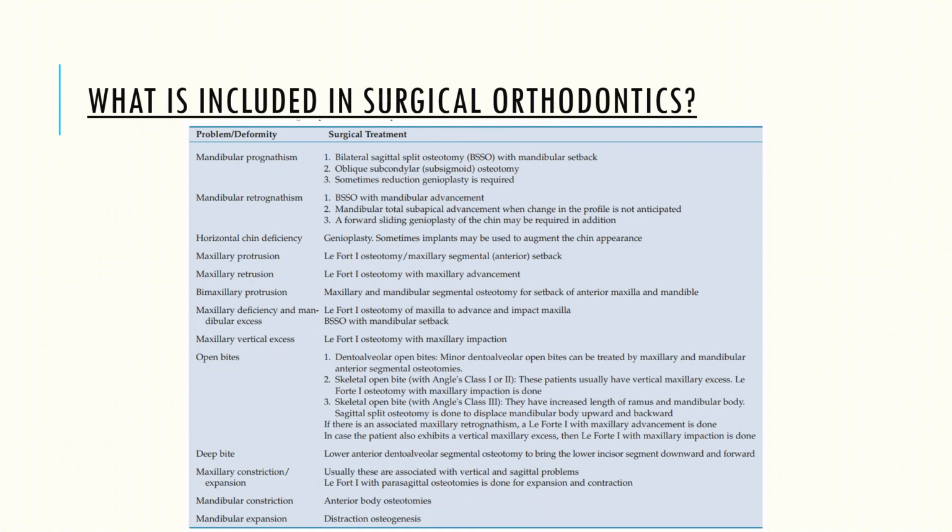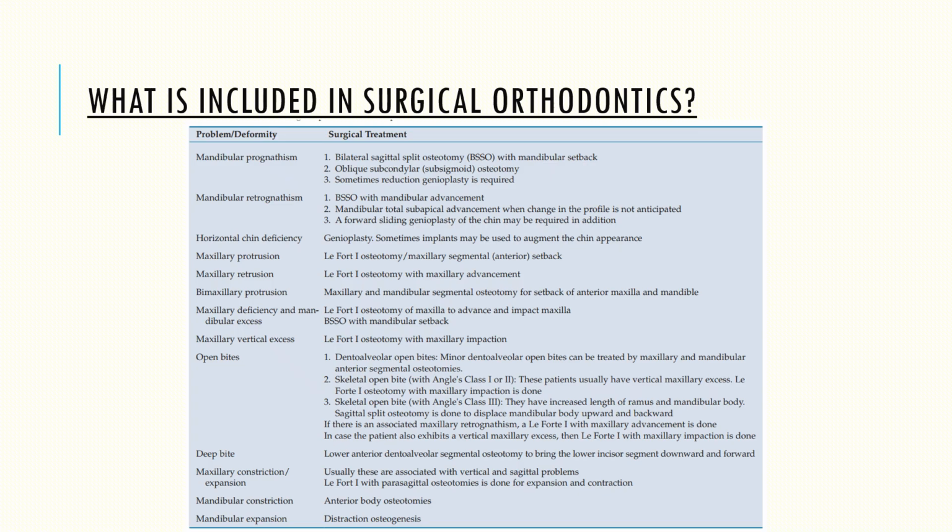It involves certain procedures which are beyond the scope of orthodontic treatment alone. It is done in conjunction with an oral and maxillofacial surgeon. For example, for correction of maxillary mandibular prognathism, certain procedures like bilateral sagittal split osteotomy with mandibular setback, oblique subcondylar osteotomy, or sometimes reduction genioplasty for correction of chin is required.